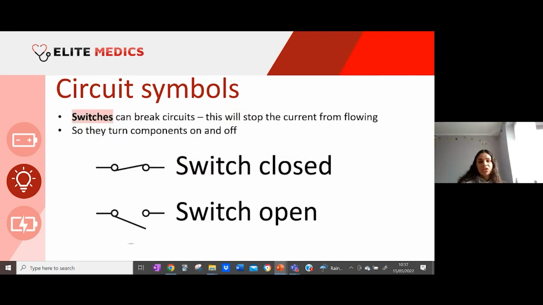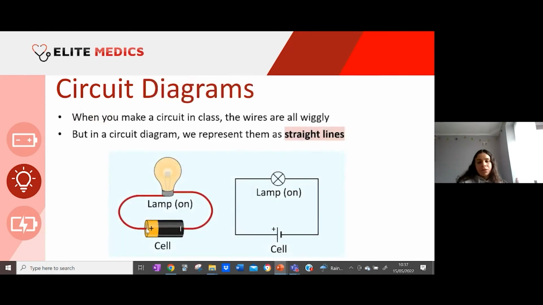Your switches, they stop current from flowing. So remember how we said that for current to flow, you need a complete circuit. You're literally just opening up your circuit and current can't continue past this point. And a key thing to remember for your exams is that your examiner really wants to have straight lines. So where you can, use a ruler, because sometimes they might not be too happy if you freehand it.